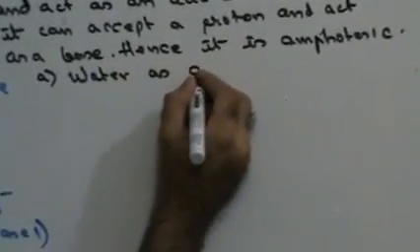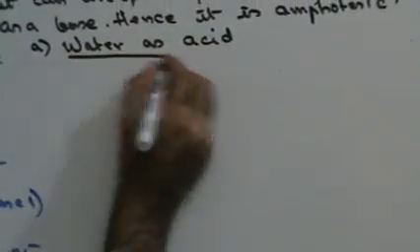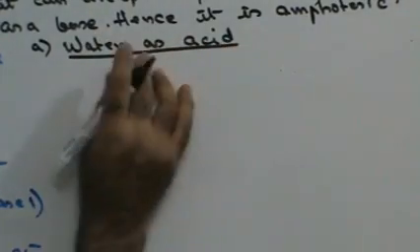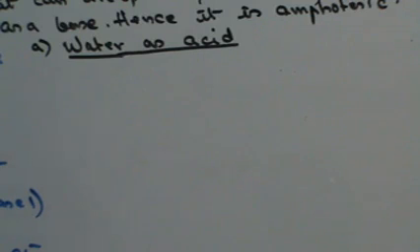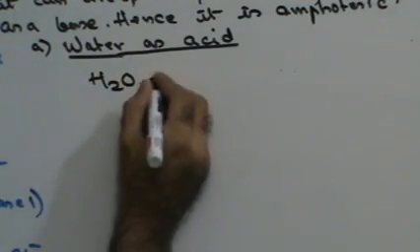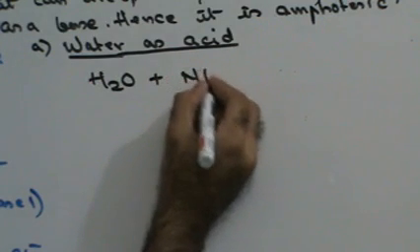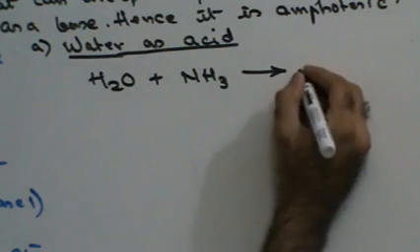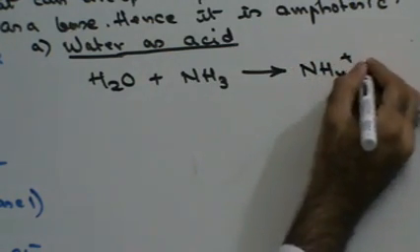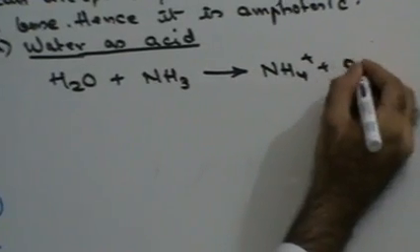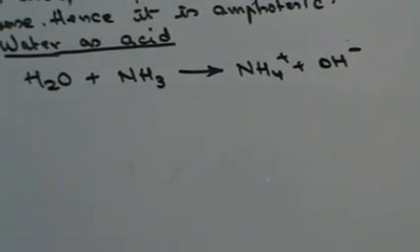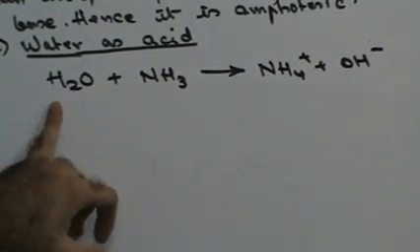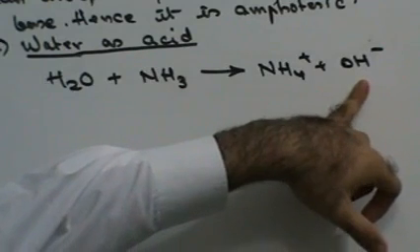Water as acid. Let's see an example of water as an acid. Suppose water reacts with ammonia. When water reacts with ammonia, it forms ammonium ions plus hydroxyl ions, right? Now, if you look at water here and hydroxyl ions here, water has lost a proton to form hydroxyl ions.